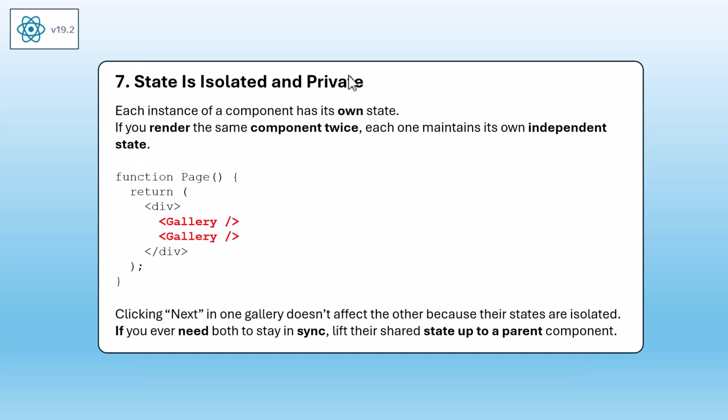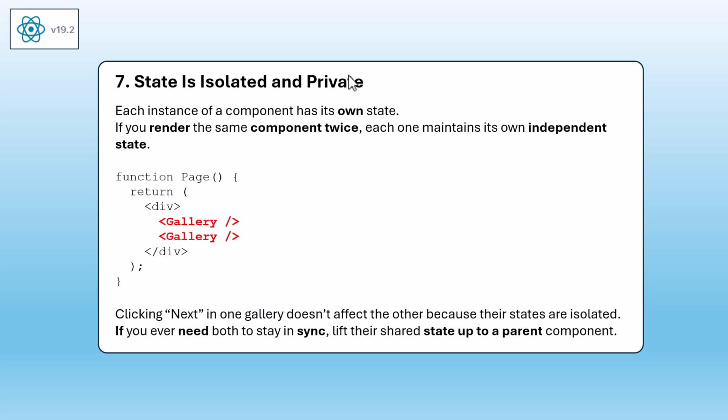7. State is isolated and private. Each component instance in React has its own isolated state. That means if you render the same component twice, each copy keeps track of its own state separately. Try imagining two copies of the same gallery component on screen. Clicking Next in one won't affect the other, because React treats them as two independent instances with their own memories. This isolation is what makes state different from regular variables declared in a module. They belong to each specific copy of the component on screen.